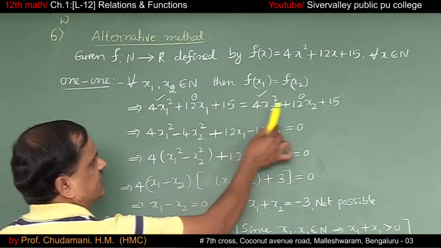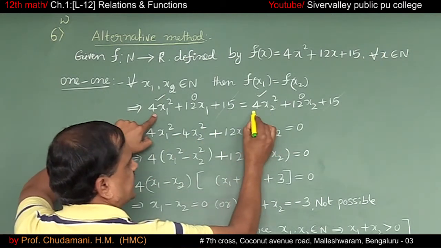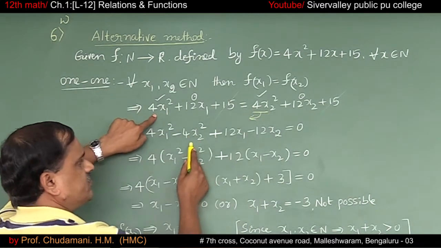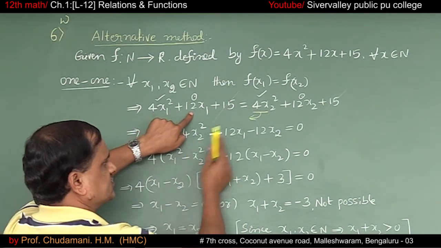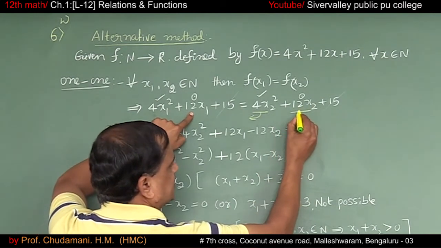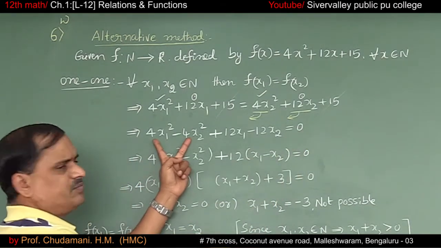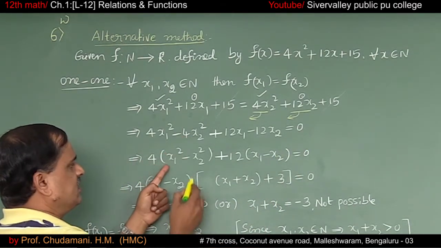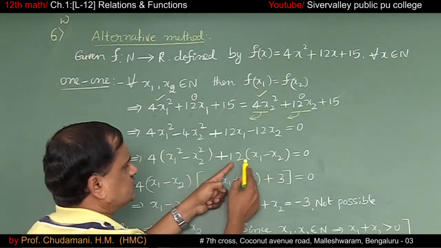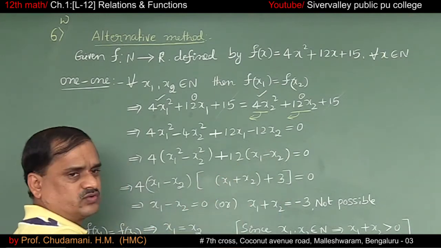Now 15 and 15 get cancelled. I shift this to the LHS: 4x1 square minus 4x2 square, plus 12x1 minus 12x2 is equal to 0. Between the first two I have taken 4 common, x1 square minus x2 square, plus between these two I have taken 12 common, x1 minus x2, equals 0.